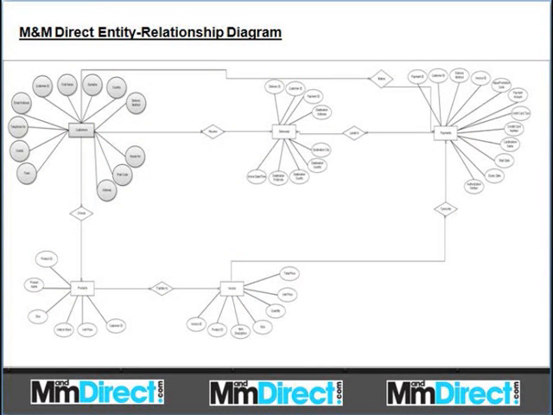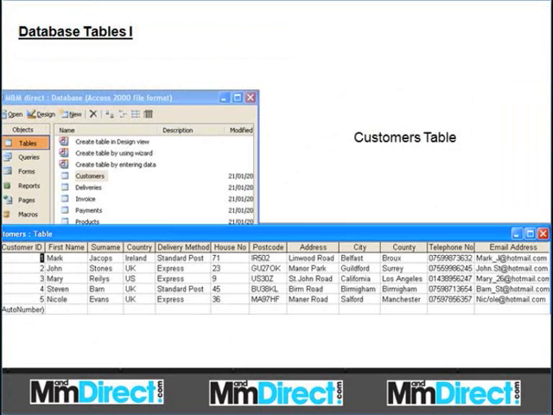M&M Direct's Entity Relationship Diagram. From the ERD, we can see how the 5 tables, customers, products, invoice, payment, and deliveries are linked. The customer chooses the products, which are then transferred into a shopping cart that is nothing more than an invoice. The customer then makes the payment, and at the same time the invoice is turned into a payment. Finally, the payment leads to delivery, which is received by the customer again.